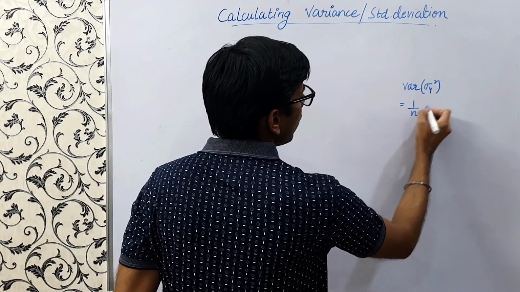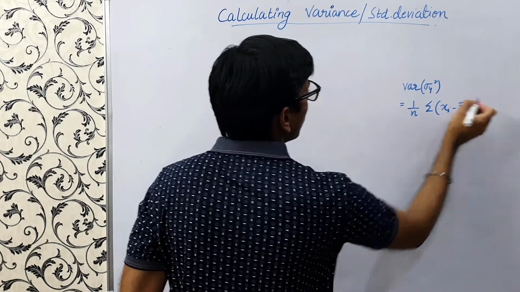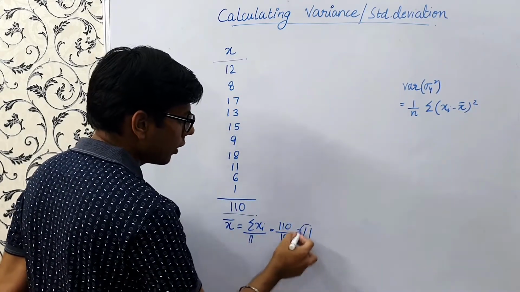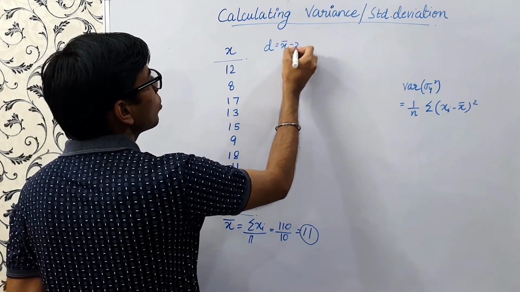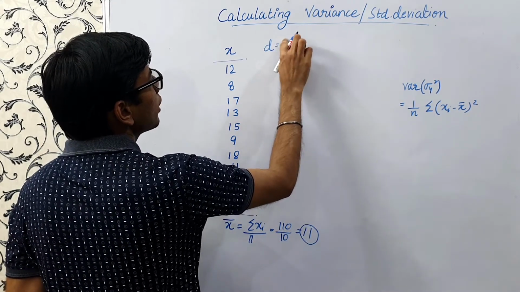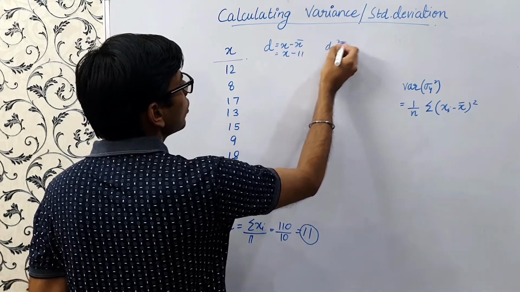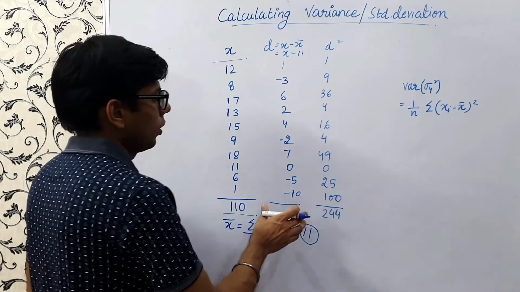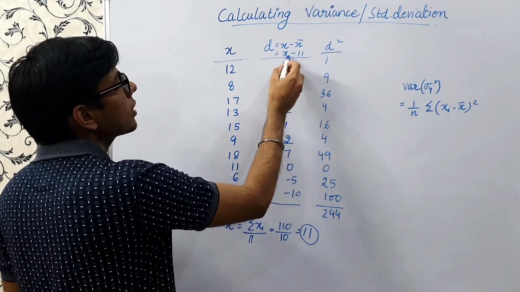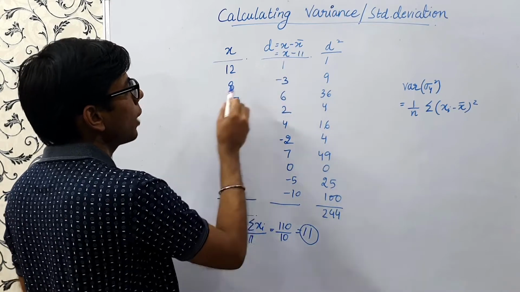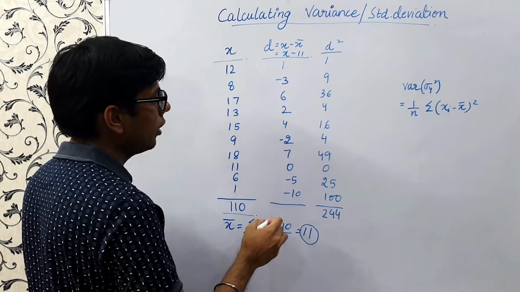Now, as we know, the simple formula for variance, sigma x square, is nothing but 1 upon n summation xi minus x bar square. We have calculated x bar as 11, and now we'll calculate the deviations as x minus x bar, equals x minus 11, and the squares of those deviations. So now we have calculated these deviations. This is nothing but xi minus 11. So 12 minus 11 is 1, 8 minus 11 is minus 3, and similarly we have calculated these deviations.